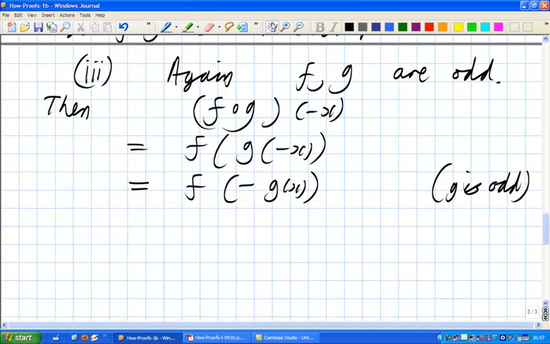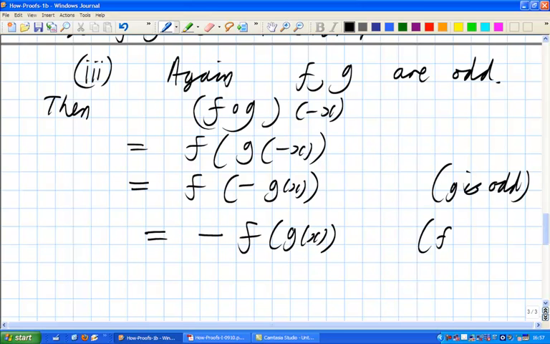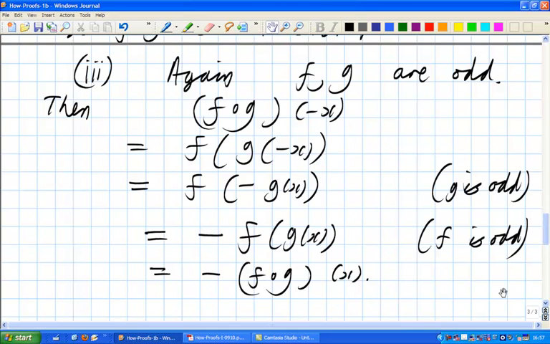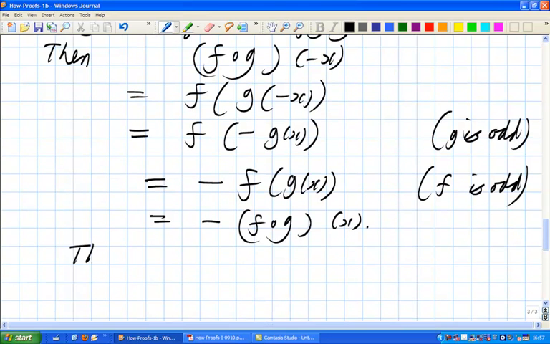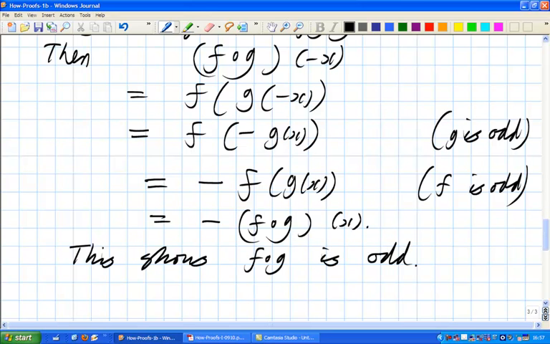Now that's f of minus something, which is minus f of something, and that's because f is odd. But that's minus f composed with g of x. So that shows that f composed with g is an odd function. Again, that's a sketch. You should fill in the missing expression. And we better stop there.